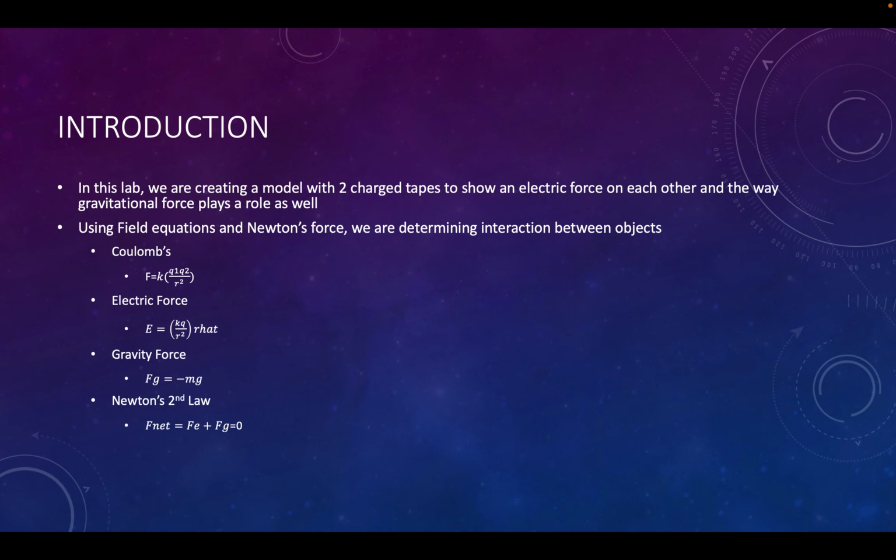So we have Coulomb's law, which is the electrical force that is directly proportional to the charge of the objects and inversely proportional to the distance. This really just shows that the charges repel if they are the same charge, or attract if they're opposite charges. We use the electric field equation, the force of gravity equation, and Newton's second law, which in this case, the two different forces acting on the tapes are the electrical force and the gravitational force, and they're always equal to 0.